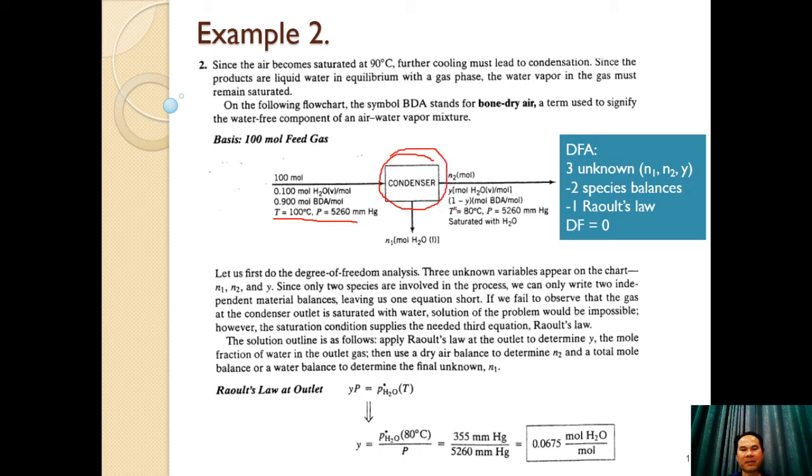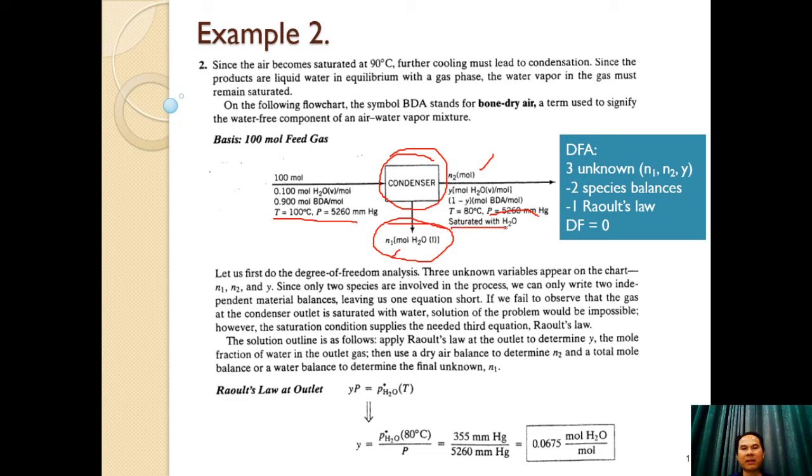After the condenser, we get some liquid water, denoted as N1, and N2 denoted as the humid air or gas. This also includes water and dry gas. N2 is the total mole of air. Y is the mole fraction of water in vapor phase, 1 minus Y is the mole fraction of dry air. After condensing, the temperature is 80 degrees Celsius. Pressure is the same, we condense at constant pressure, and this is saturated with water.